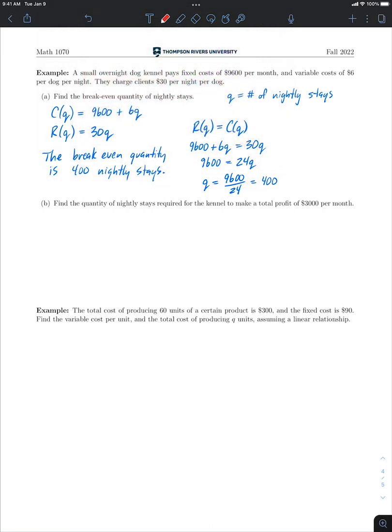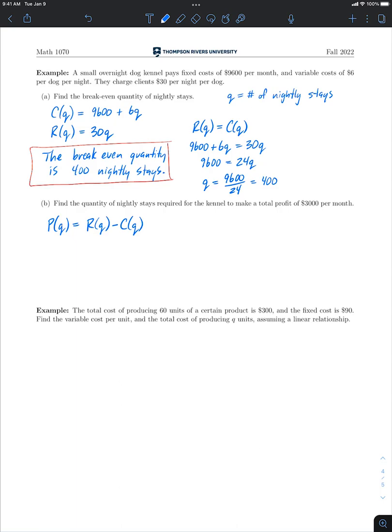So what does the next part say? Find the quantity of nightly stays required for the kennel to make a total of $3,000 per month. So now we don't want to break even. We don't want the revenue and the costs to be equal. We want there to actually be profit. Well, remember what the profit function is? The profit, if we write it as a function of Q, it's your total revenue, so it'll be R of Q minus your cost, which was C of Q.